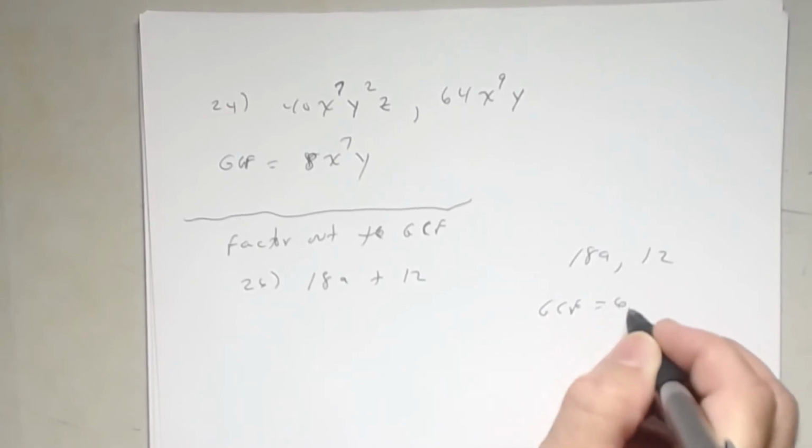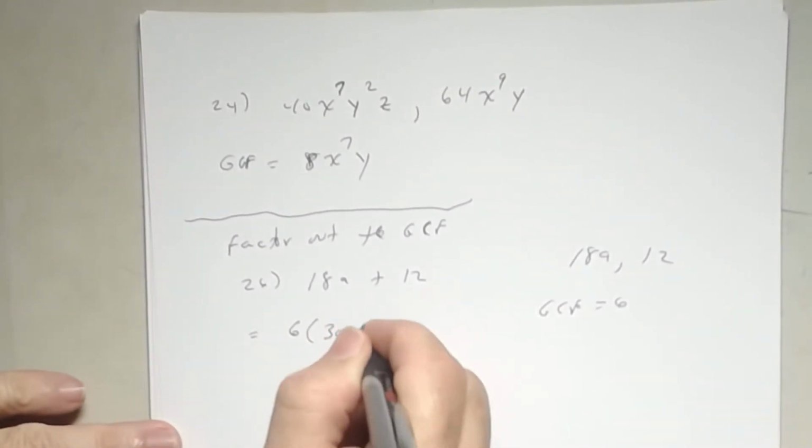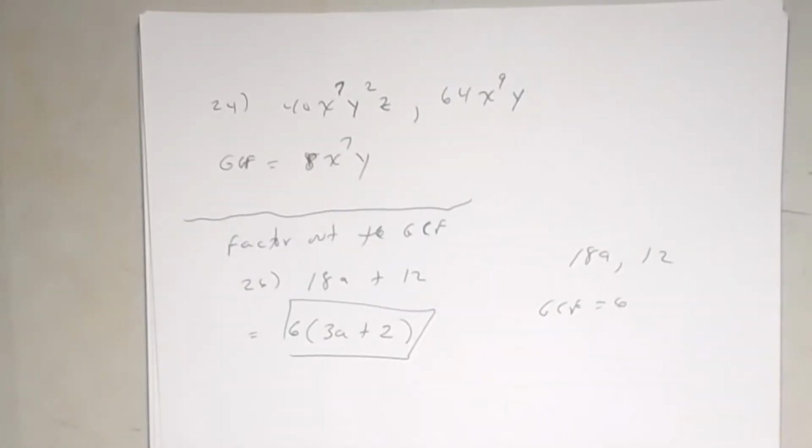GCF equals 6. Now when it says factor out the GCF, you're going to think of the distributive property. You put the GCF out in front. 6 times what is 18a? 3a. Plus 6 times what is 12? 2. And there's your answer. You factored this completely, by taking out the GCF.